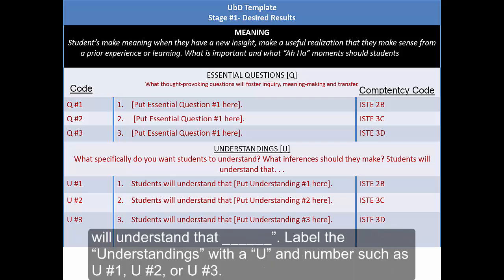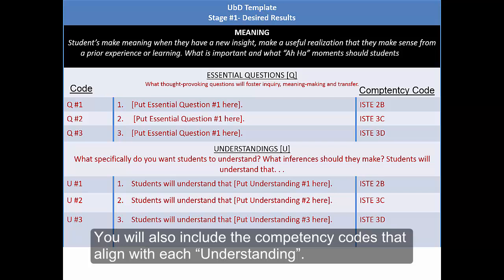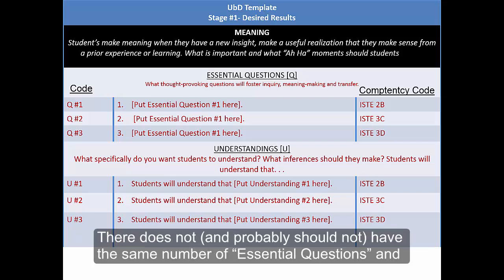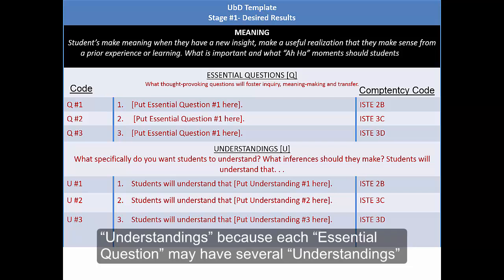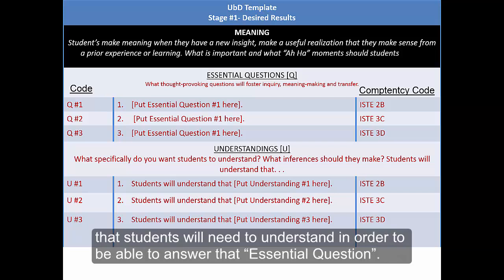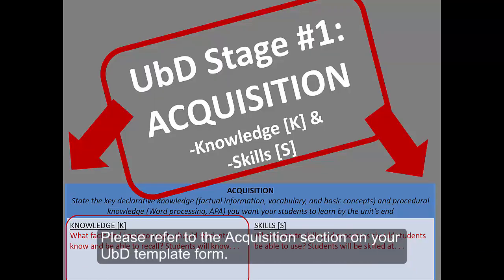The understandings will be listed as a statement that starts with "Students will understand that," and then complete. Label the understandings with a U and numbers such as U1, U2, or U3. You will also include the competency codes that align with each understanding. There does not, and probably should not, be the same number of essential questions and understandings, because each essential question may have several understandings that students will need in order to be able to answer that essential question.